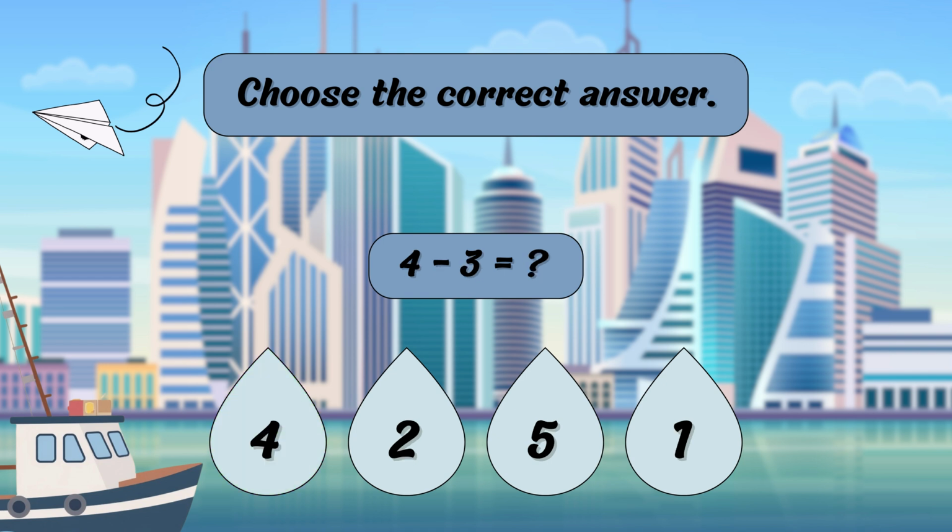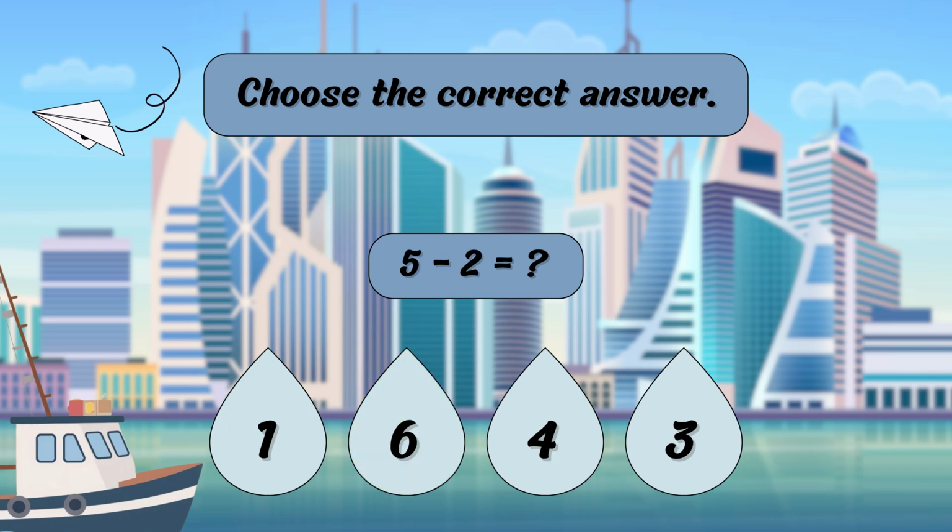Choose the correct answer. 4 minus 3 equals? The answer is 1. 4 minus 3 equals 1. Choose the correct answer. 3 plus 5 equals? The answer is 8. 3 plus 5 equals 8.